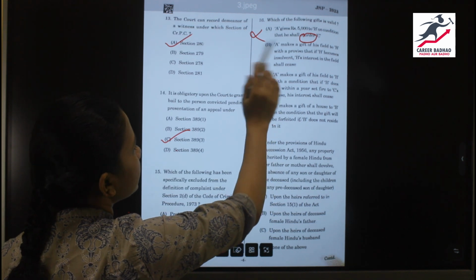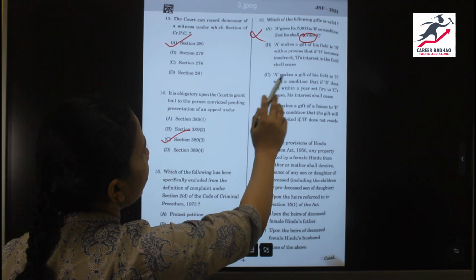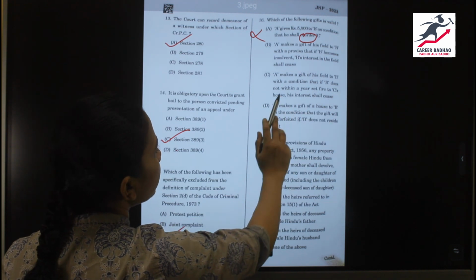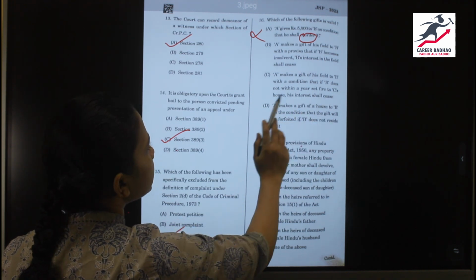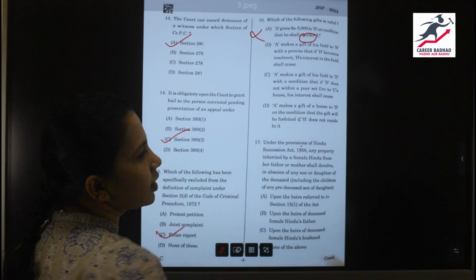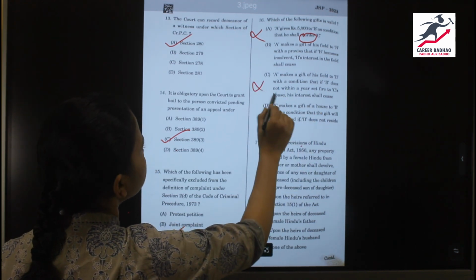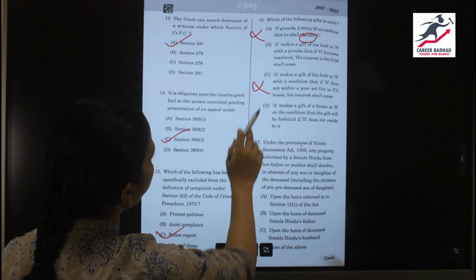This is also, let's keep in abeyance. Option C: A makes a gift of his field to B with a condition that if B does not within a year set fire to C's house, his interest shall cease. This is also opposed to public policy. So this contract cannot happen. This gift is invalid.